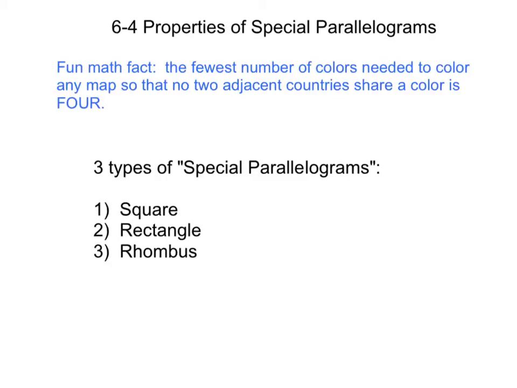We have 3 types of special parallelograms. You've probably heard these terms before, but the first is a square, then a rectangle, and a rhombus. This does go in the opposite order of your book, but I like doing this order because everything can be made from a square.